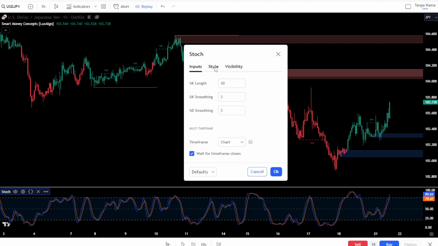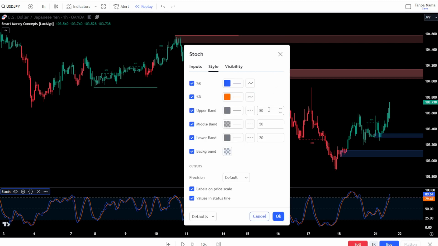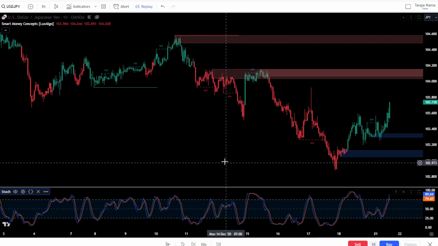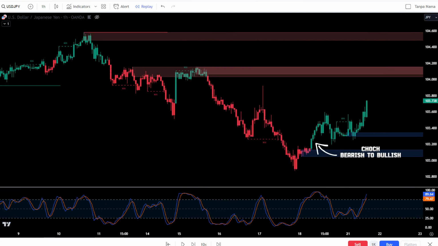Next, go to the Style column. In the Style column, change the upper band value to 75, and for the lower band, change it to 25. After that, click OK. If the candlestick color changes from red to green, the indicator detects a change of character from bearish to bullish. Conversely, if the candlestick color changes from green to red, the indicator detects a change of character from bullish to bearish.